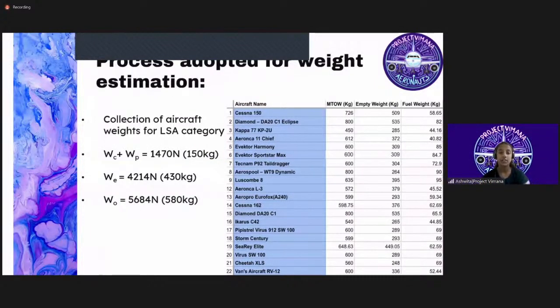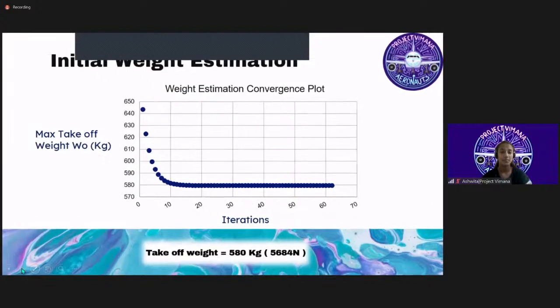Then we collected the data for different parameters for all those 30 LSAs, and then took the average max takeoff of all those planes. We firstly got 643 kgs, and then by using multiple iterations, we got 580 kgs as our first max takeoff weight was overestimated. Next slide. This graph shows how we got 580 kgs by using multiple iterations.